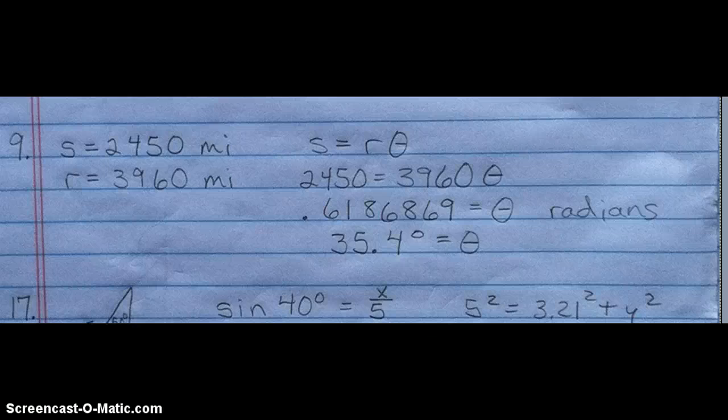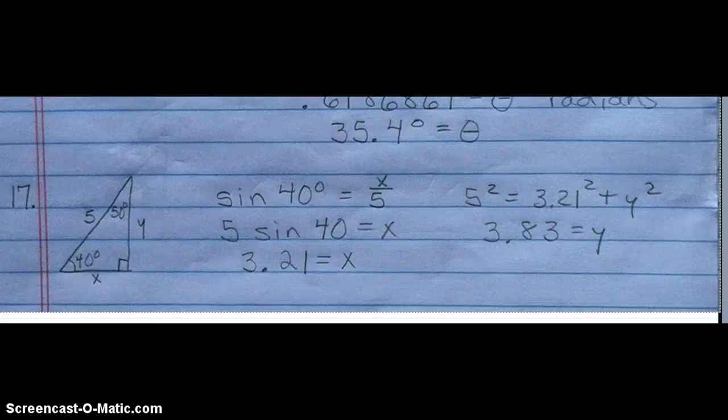Problem 9. We're given that the distance between the two cities, which is on the curved surface of the Earth, that's the arc length, is 2,450. It tells us that the radius of the Earth is approximately 3,960. So put that into our equation. We will solve for theta. We'll get 0.6186869. Notice that's in radians. If we want to convert it to degrees, we have to multiply by 180 over pi.